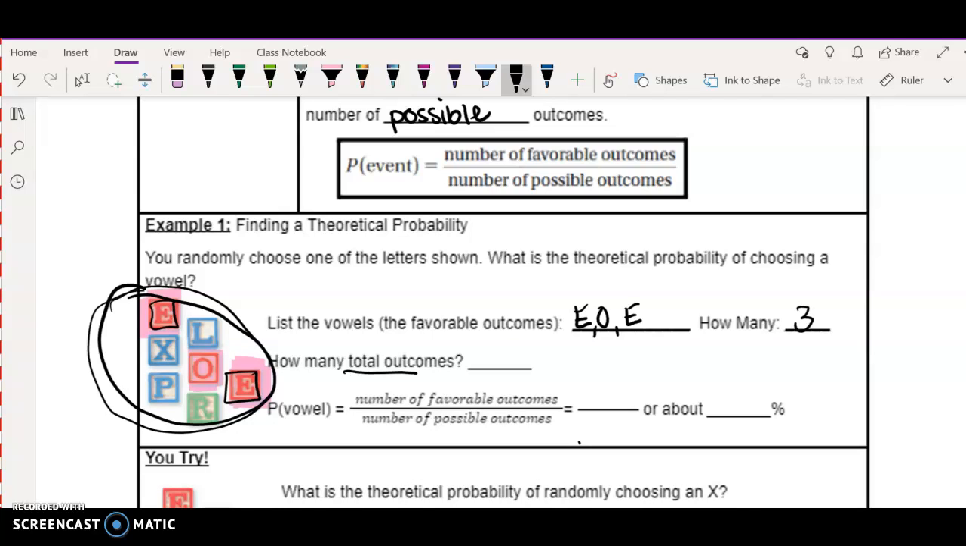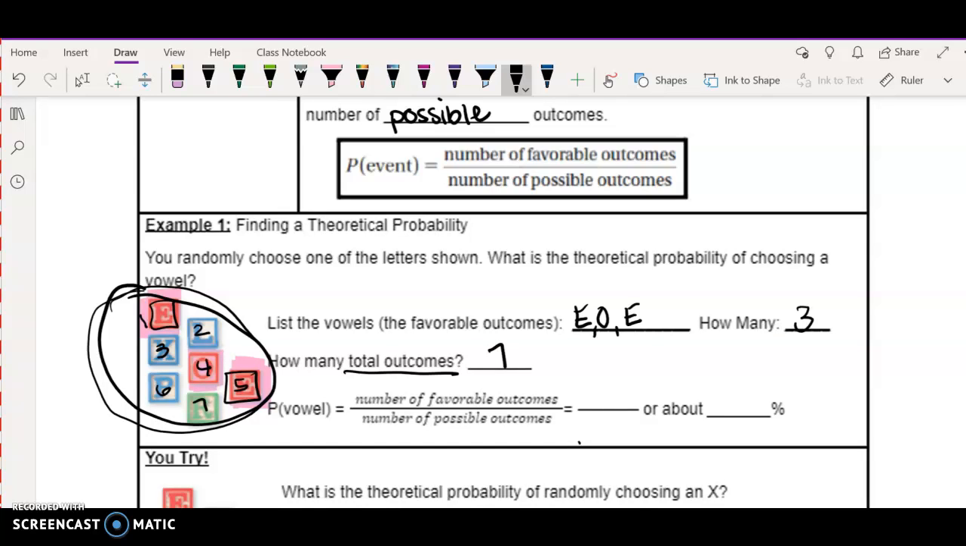So how many total outcomes? Well, that's counting how many blocks there are total. So we have 1, 2, 3, 4, 5, 6, and 7. So I have 7 total.